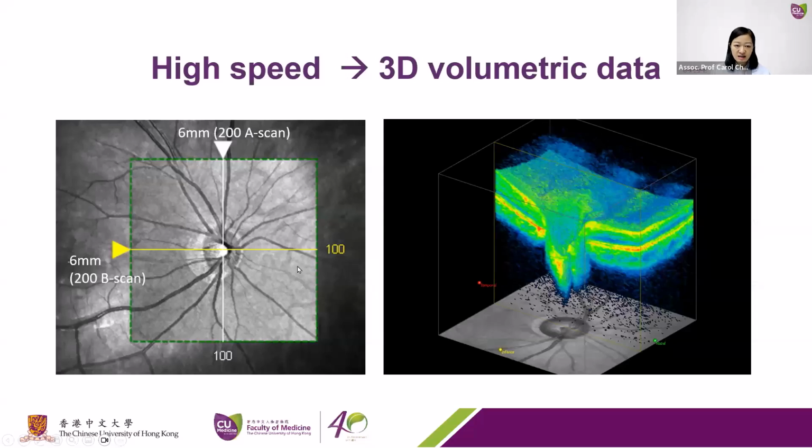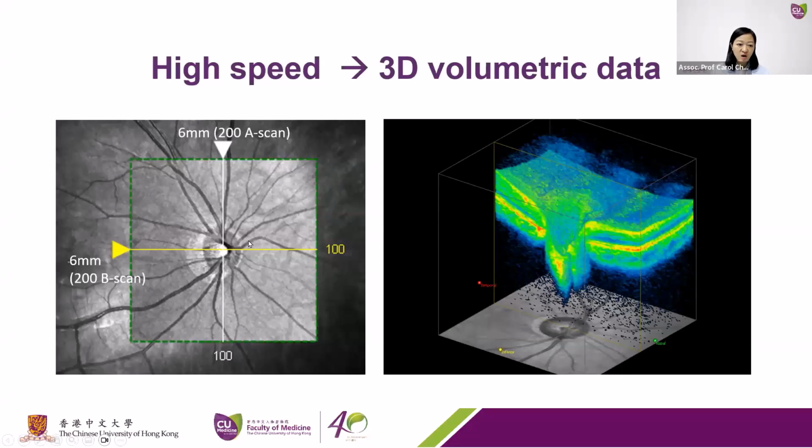OCT is a non-contact and non-invasive optical technology that images the retina and optic nerve head in three-dimensional view with very high speed. For example, for a 3D scan around the optic nerve head, it only takes 2 seconds to obtain 3D volumetric data with a scan area of 6 mm by 6 mm.